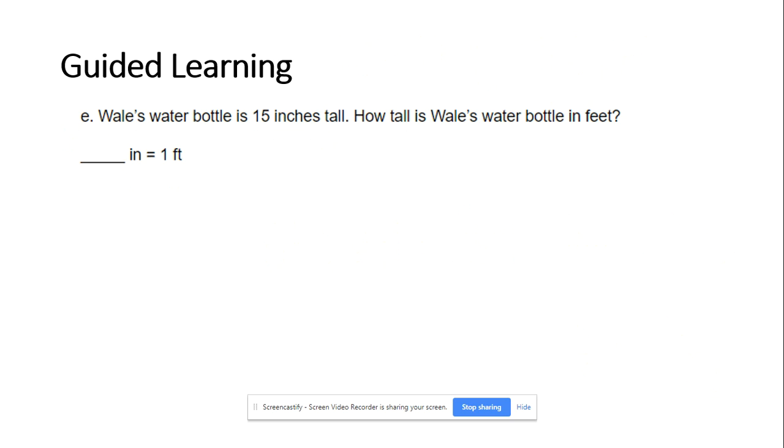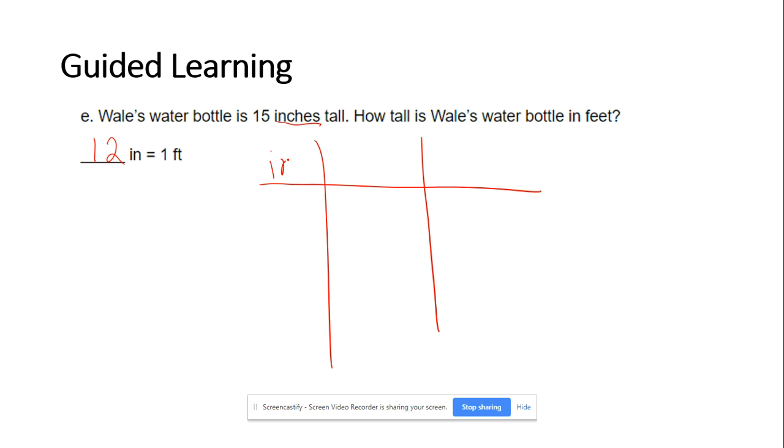Last question. Wally's water bottle is 15 inches tall. How tall is his water bottle in feet? Okay, so let's see. We're trying to convert from inches to feet. So we know that there's 12 inches in every foot. So we're going to make our input-output table. The input is we're starting with inches. Our equation is going to be in the middle. Please draw this table out. And then our output, which is our answer, is going to be in feet. So we're going to put feet here.